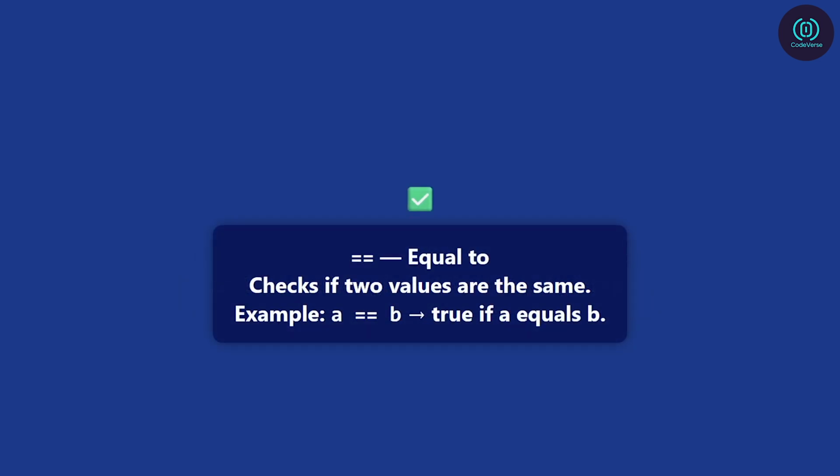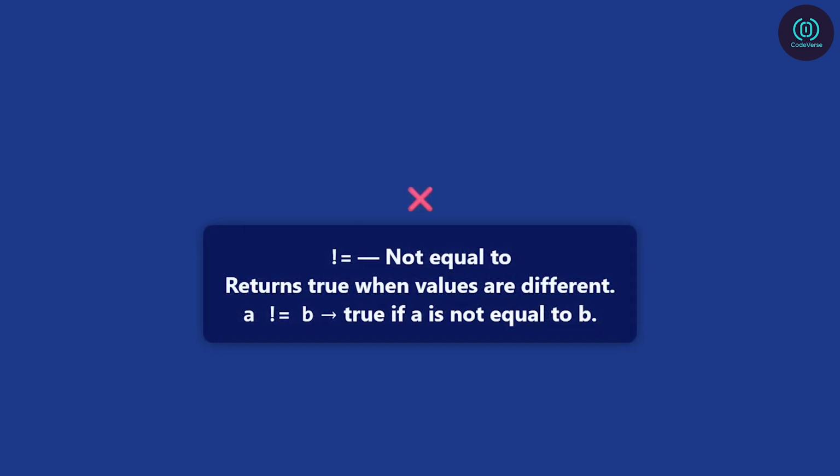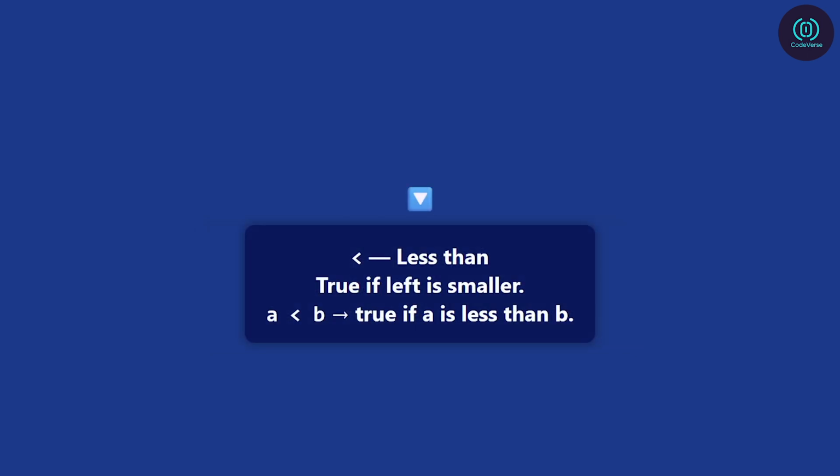First, we have equal to. This checks if two values are the same. Example, A equal to B returns true if both A and B hold the same number. Next, not equal to. It returns true when the values are different. So A not equal to B means A is not equal to B. Then there's less than. It checks if the left side is strictly smaller. Like A less than B is true if A is smaller than B.